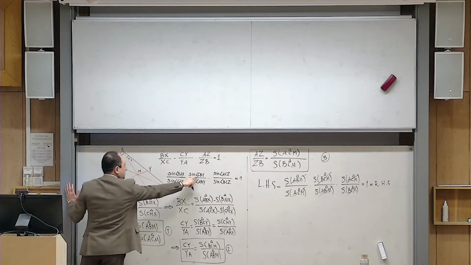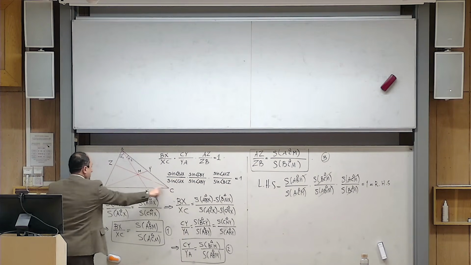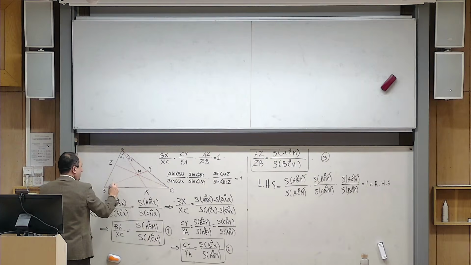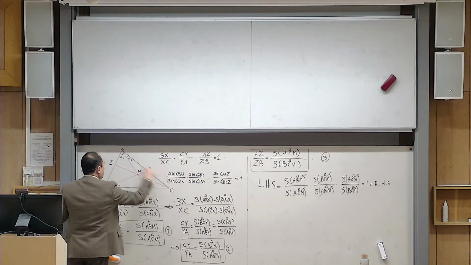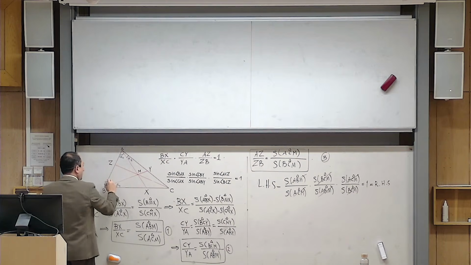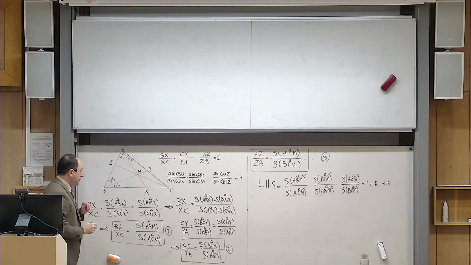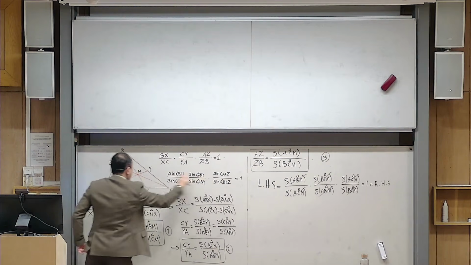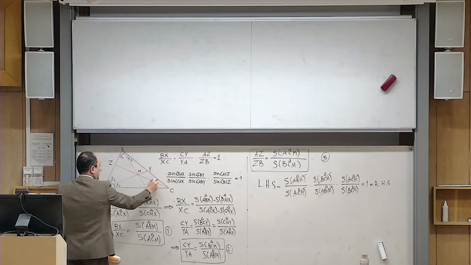And then I go here, CBY, I will call it beta 1. And then ABY, I call it beta 2, for simplicity of writing only. And then ACZ, I call it gamma 1. And then this one will be gamma 2.